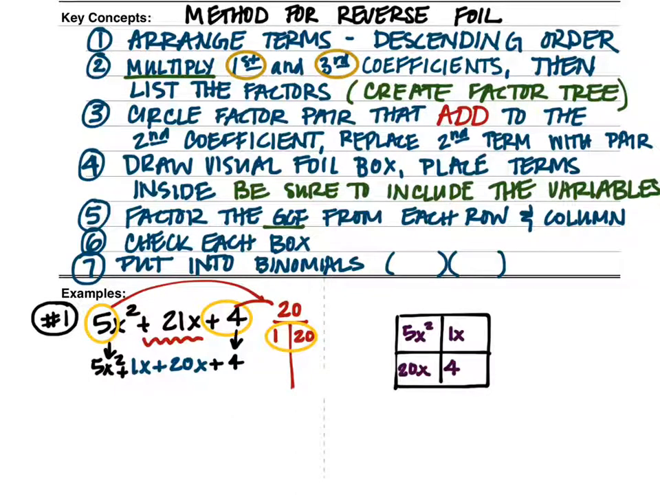Now what we're going to do is go into step 5, which is the newer step for this whole method of visual factoring. Step 5 asks us to factor the GCF from each row and each column. So I'm going to take a look first at the column. My first column I'm going to highlight in blue.